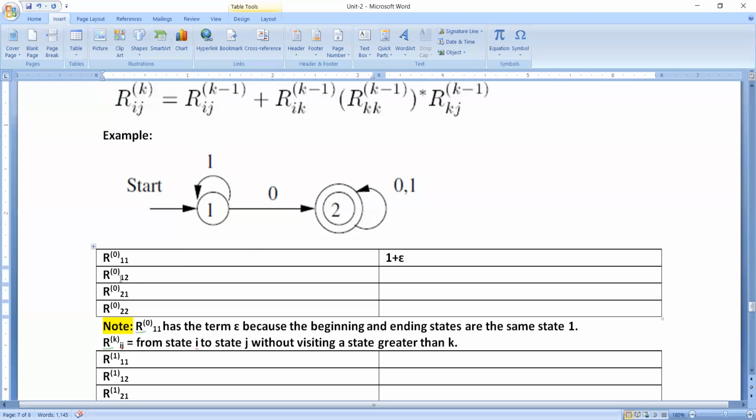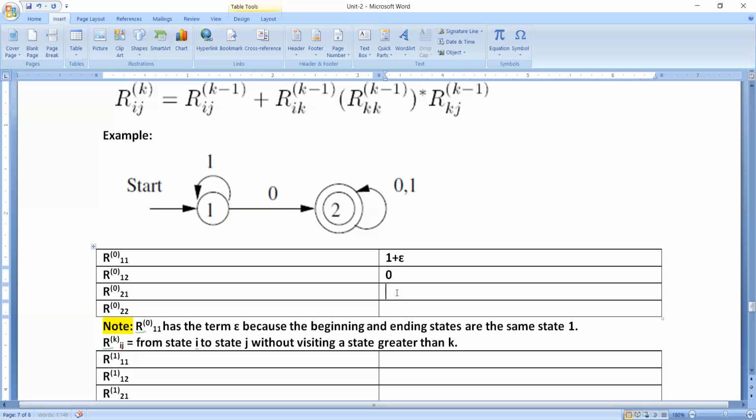Then next go for R power 0 subscript 1 2, without any intermediate nodes. Now please observe, this is state 1 and this is state 2. Without any intermediate nodes, straight away we have a transition, on input symbol 0. So hence I am going to write 0. Then R power 0 subscript 2 1. In the sense, now we need to look for a transition from state 2 to state 1. Now this is my state 2 and this is my state 1. So do we have any transition from state 2 to state 1? No.